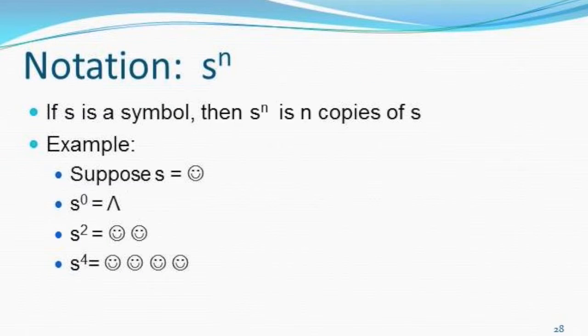Another definition, or you might want to call it notation, S to the N. If S is a symbol, then S to the N is just N copies of S. So, for example, if S is this smiley face, then S to the 0 is lambda, S squared is 2 of the smiley faces, S to the 4th is 4 of these smiley faces.